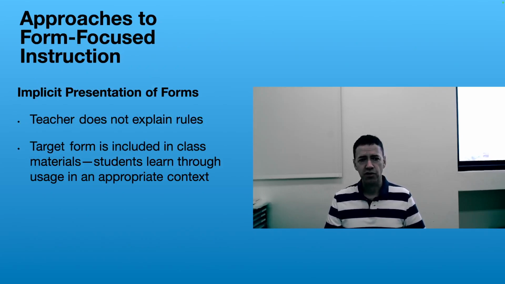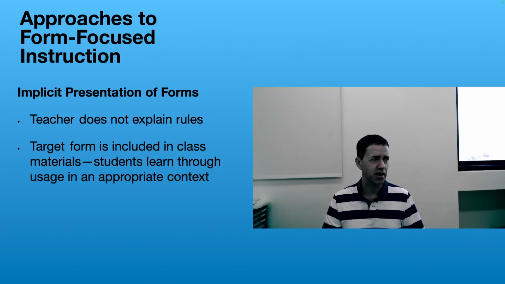Okay, so approaches to form-focused instruction. Now we're looking at implicit presentation of forms. As I told you, when we do this type of implicit inductive learning, you don't explain the rules to them. The target form is included in the class materials, and the students learn through usage in appropriate context.